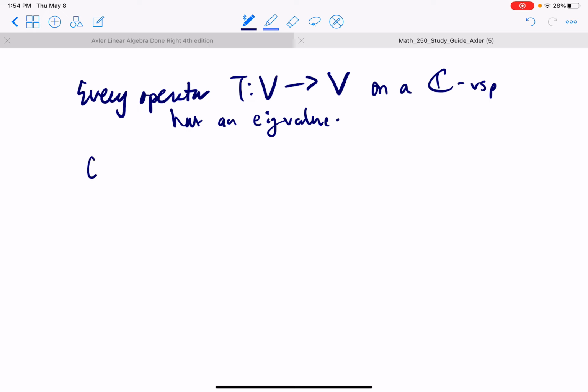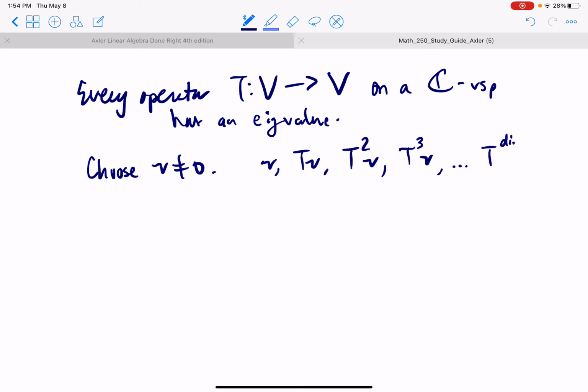So the idea is choose a non-zero vector, okay? Then if you just start writing down the list, v, Tv, T squared v, because T is an operator, we can do it twice, we can do it 3 times, so we can actually do a whole polynomial in T. And once we get up to dim V many times, this is dim V vectors, and then this is one more, so we have dim V plus 1. That's too many vectors. They cannot be independent.